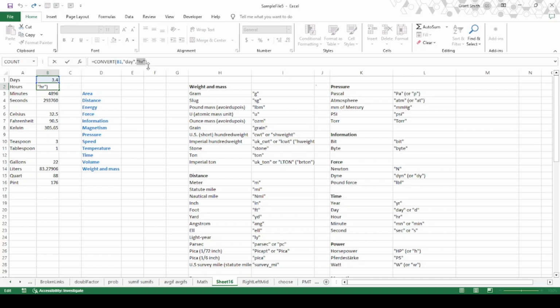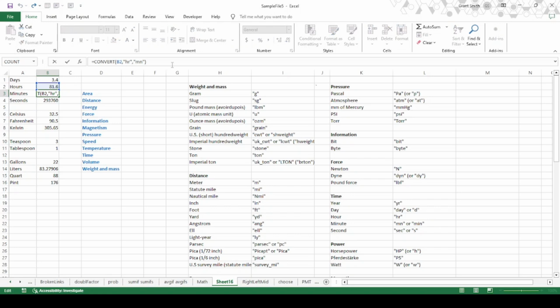I could, of course, go from day to seconds. I could go day to minutes. I could do all sorts of different time versions. But for this example, I'm doing days to hours. So 3.4 days is 81.6 hours. That then can be converted into minutes. So 4,896 minutes. So that's taking the hours to the minutes.